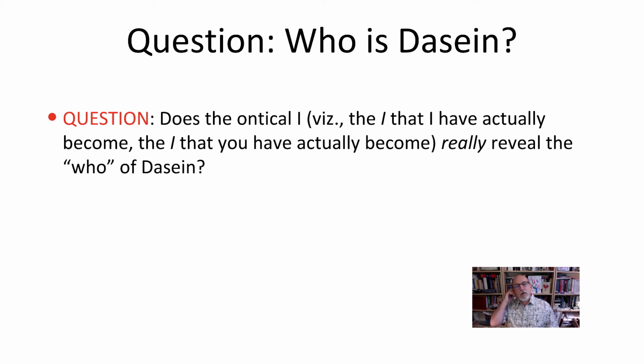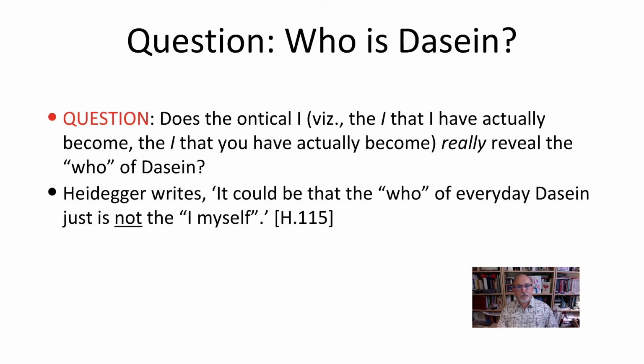So he asks this question, does the ontical I, the I that I've actually become, the I that you've actually become, does that really reveal the who of Dasein, Being with a big B, a way? Does that really reveal or disclose the who of Dasein? And then he writes on his own page 115, it could be that the who of everyday Dasein just is not the I myself.